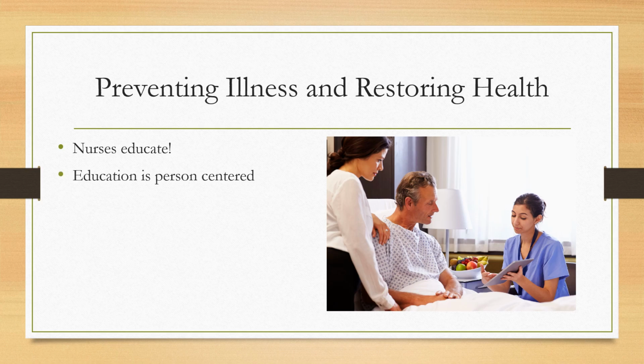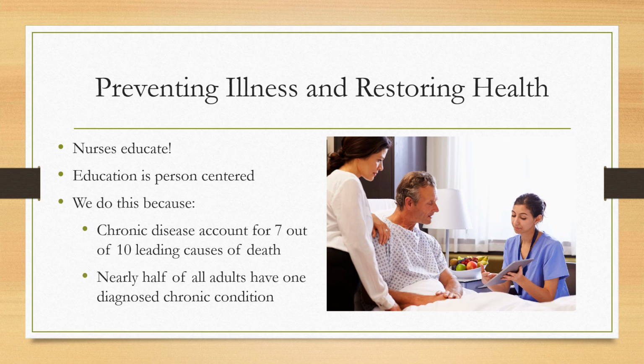While we do all of this, our focus is always the person in front of us. We tailor our education so it's specific for them, their illness, and what they are able to do. We maximize their strengths and potentials to help them achieve the goal they want with their illness and their disease. Why do we do all of this? Because America is full of people with chronic diseases. Chronic diseases account for 7 out of 10 of the leading causes of death. Nearly half of all adults have one chronic condition, and 600 million people have 2 or more.